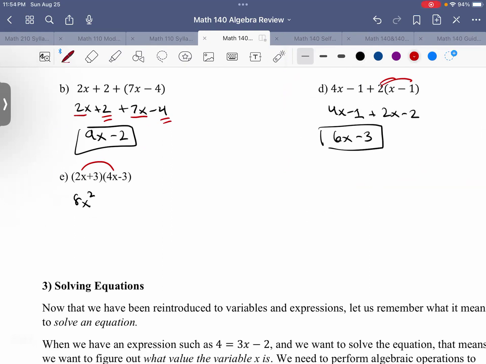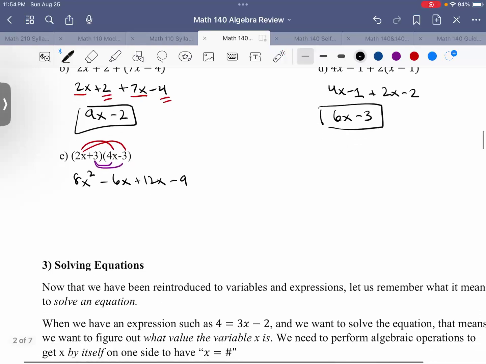Okay, so we're not done yet though. We have to multiply everything to each other. So now this 2x is going to multiply negative 3, and that would be negative 6x. Okay, so that was just the 2x. Now I have to distribute this 3. So this would be 3 times 4x, which is plus 12x. And then this 3 times negative 3 would be negative 9.